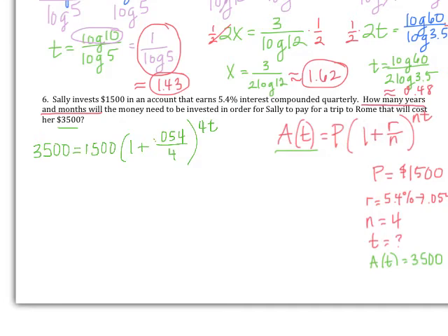And now let's go ahead and simplify as much as we possibly can. So we'll have 3,500 equals 1,500. And in my calculator, I'm going to go ahead and type in 1 plus 0.054 divided by 4. And you want to keep all of those decimal places. So 1.0135 raised to the 4t. And then the next thing that I want to do is divide by 1,500.